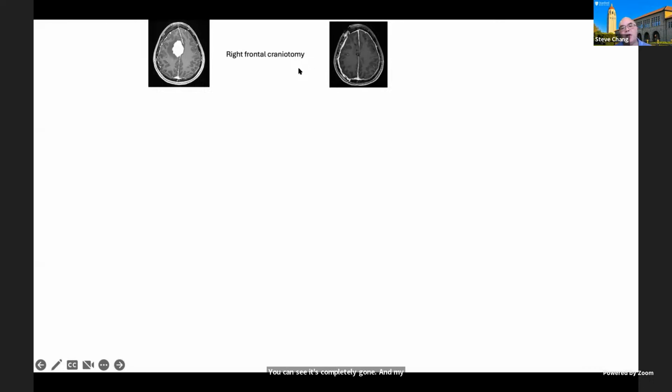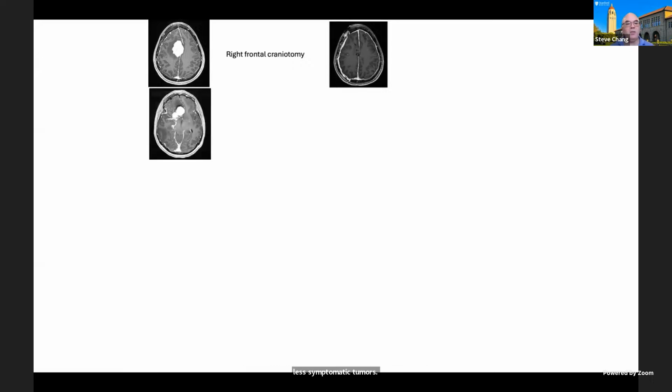So the first tumor at the top here, we took out with surgery. You can see it's completely gone. And my strategy here was to start with the largest tumor, the one that was the most symptomatic, and work our way to the smaller, less symptomatic tumors. So the first surgery was this. We got the tumor out, and she did well.